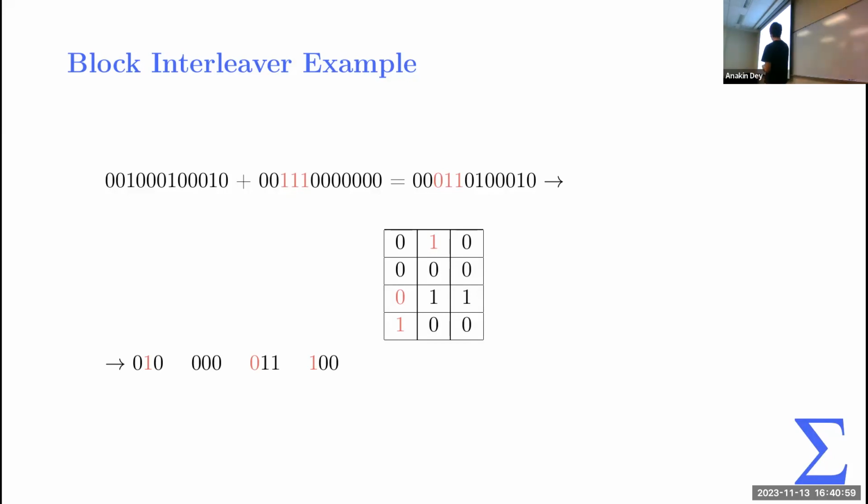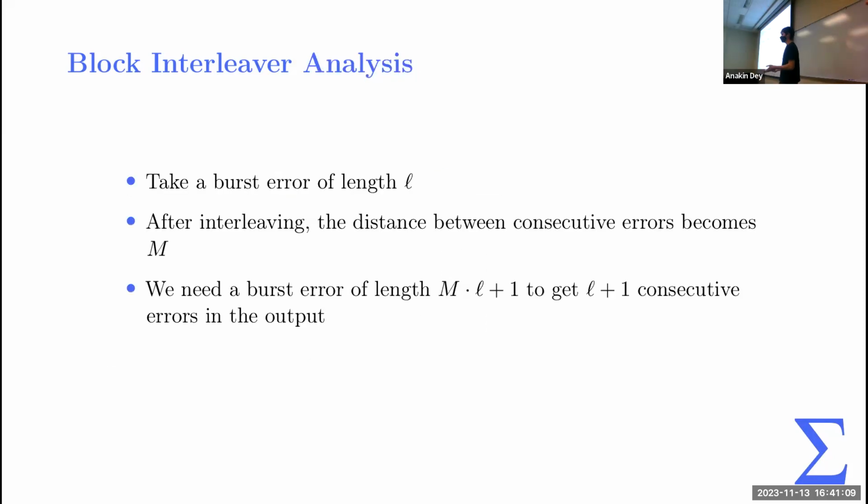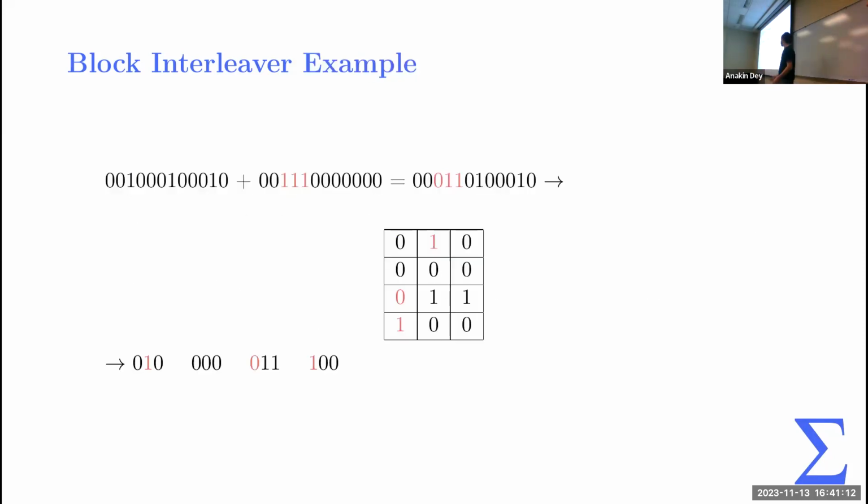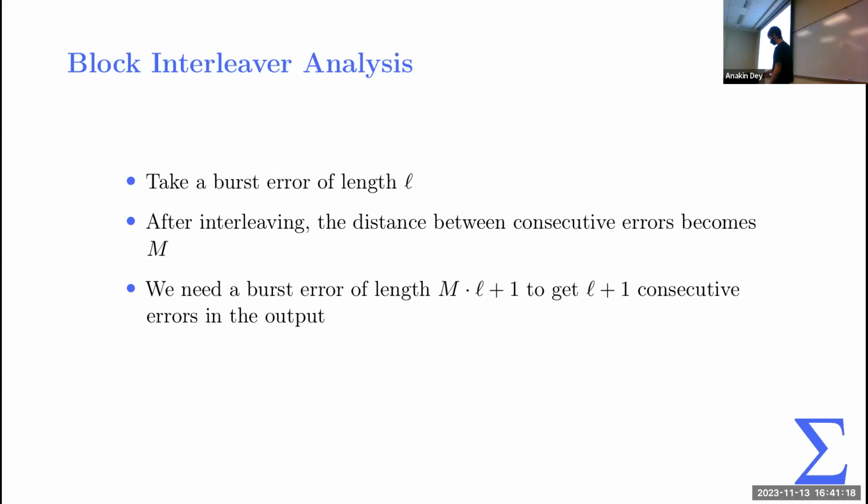So now we get 0, 1, 0, 0, 0, 0, 0, 1, 1, and 1, 0, 0. The important thing is these 3 errors that used to be right next to each other are now in 3 entirely different code words. So then, using our code where bits are repeated 3 times, this is very easy to correct. The original message should have been good.